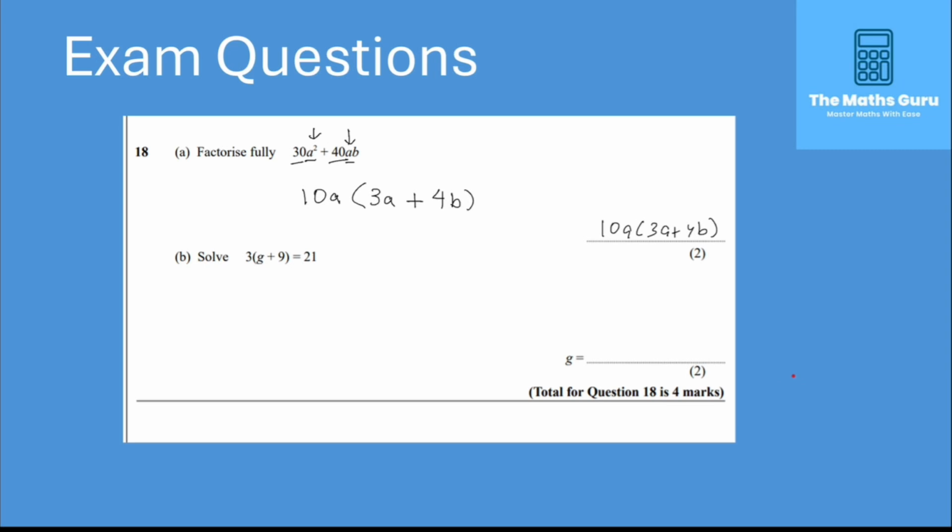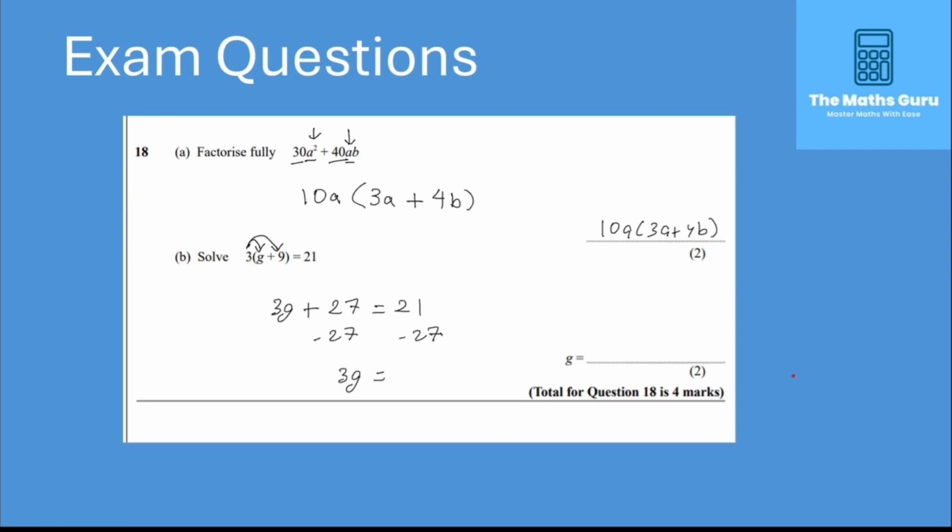Okay, now they're going to build on our knowledge of expansion and use it in an equation. So we first times the number outside by the first term in the bracket, then by the second term in the bracket. So we get 3g plus 3 times 9 is 27, which is equal to 21. Then this is an equation like we've practiced before. We need to minus 27 from both sides to get the numbers on one side and the letters on the other.